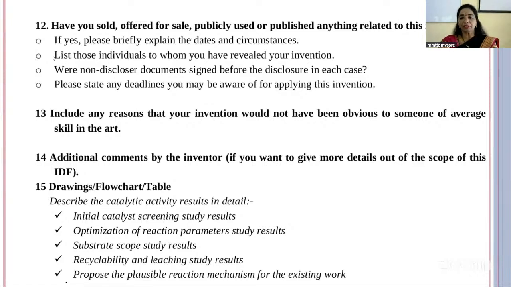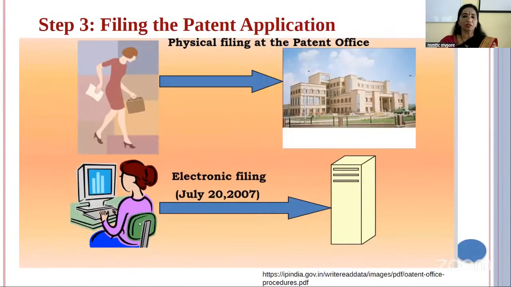Additional comments by the inventor you can provide. Also the drawings or the flow charts or the tables, which is for the initial catalyst screening study, or optimization, or substrate scope study, recyclability, purpose of the plausible reaction mechanism, or something like that you can write.